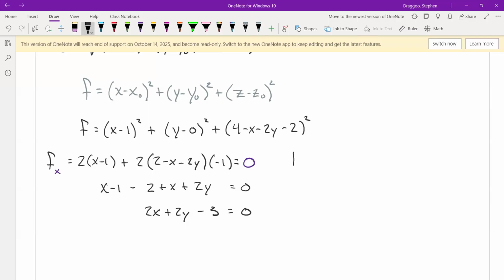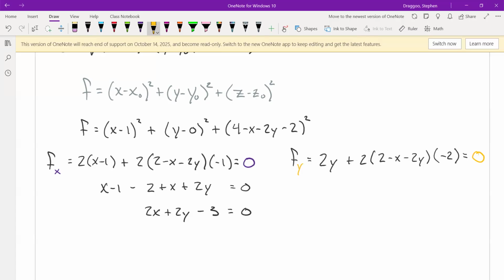Let's go over to the other side. Look at a y partial. So I do need both. Oh, and what do I have from that y partial? I get 0 plus 2y plus 2 plus 2 times 2 minus x minus 2y. Chain rule says multiply by -2. And all that is equal to 0.